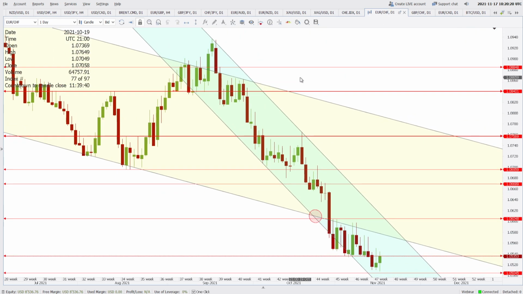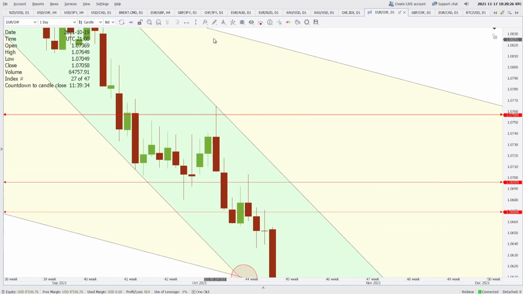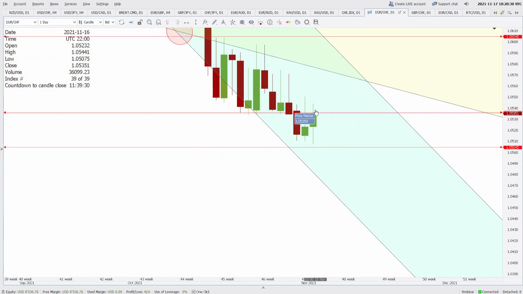Talking about Euro CHF, giving a close below 1.0535 made it a fresh resistance, and now the price is trying to test that resistance today, and if it is able to give us a closing above 1.0535, then 1.0604 will be exposed in this market. On the contrary, if it does not, then 1.0504 will be the target for this market to the downside.